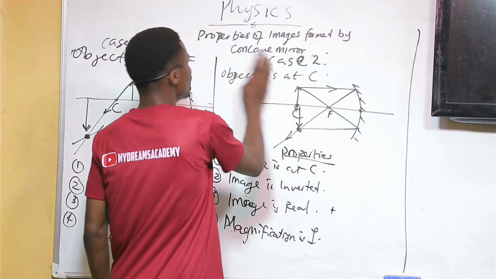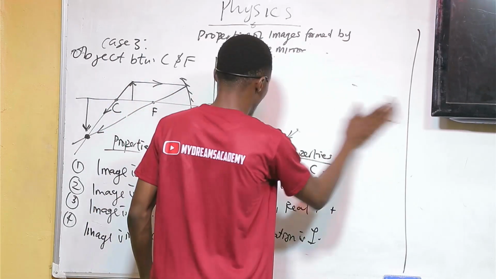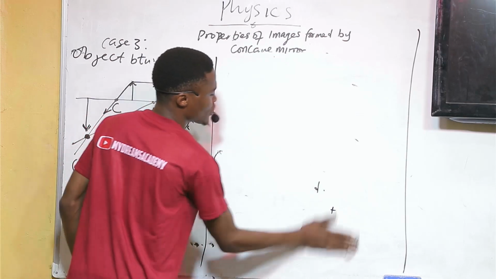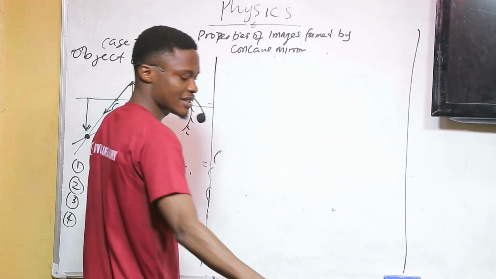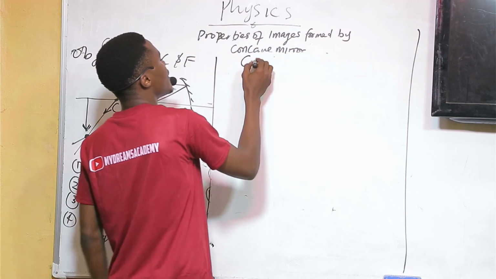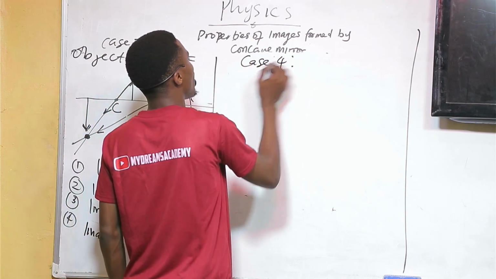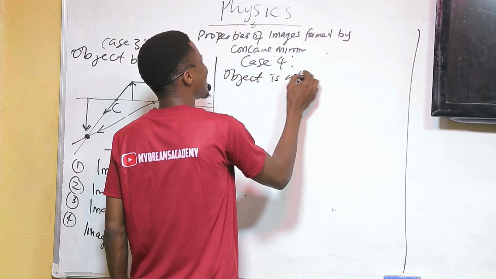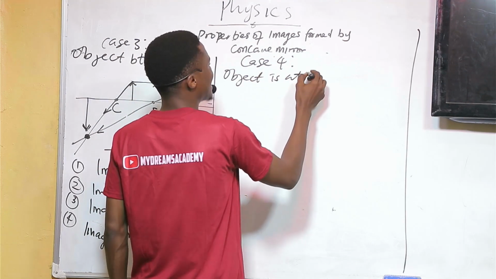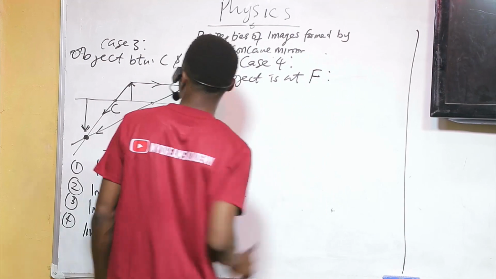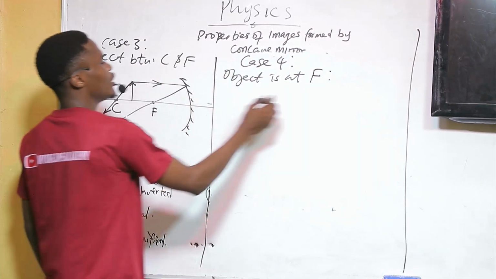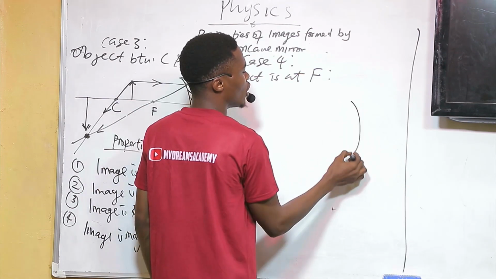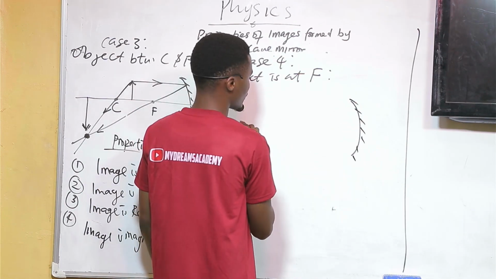Let's quickly move on to case 4 and see what is going to happen there. So in case 4, where is our object now? Our object is at F, at the principal focus now. So we are coming closer. Object is at F. Let us see what is going to happen.